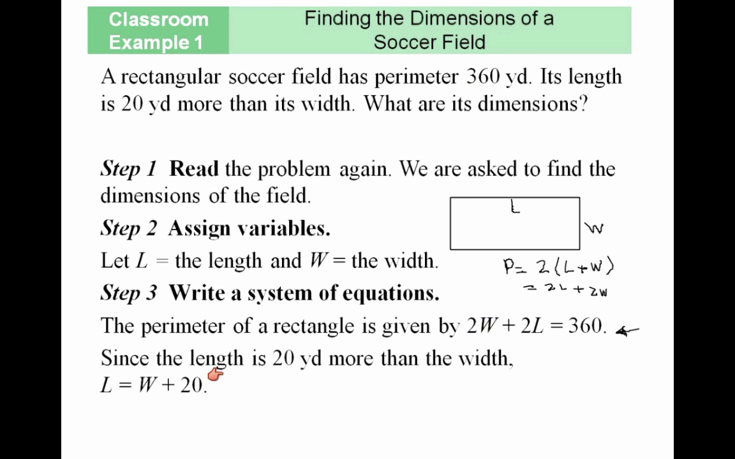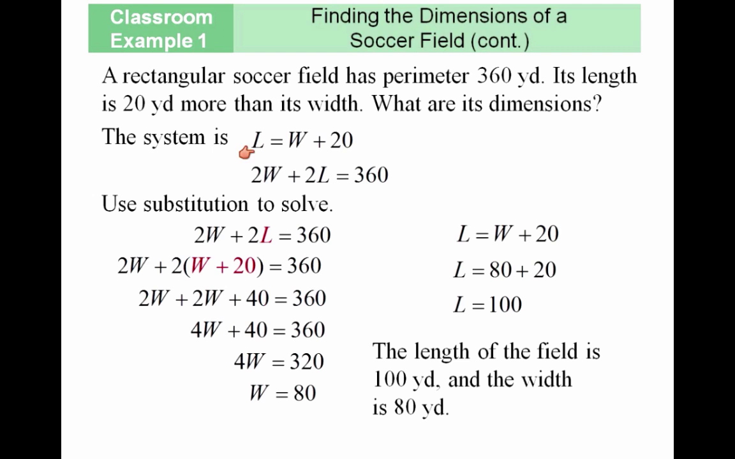That's our first equation. Since the length is 20 yards more than the width, here's our second equation: L is equal to W plus 20. This is our second equation. First equation, second equation: 2 equations and 2 unknowns. Now we're going to set that up and solve for them. In this case, probably the substitution method would be the best. You can use the addition method if you like, or the elimination method, writing in standard form.